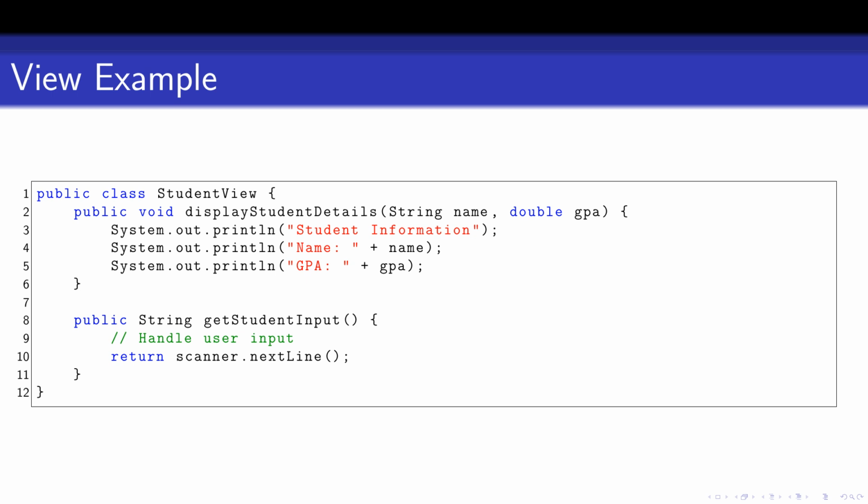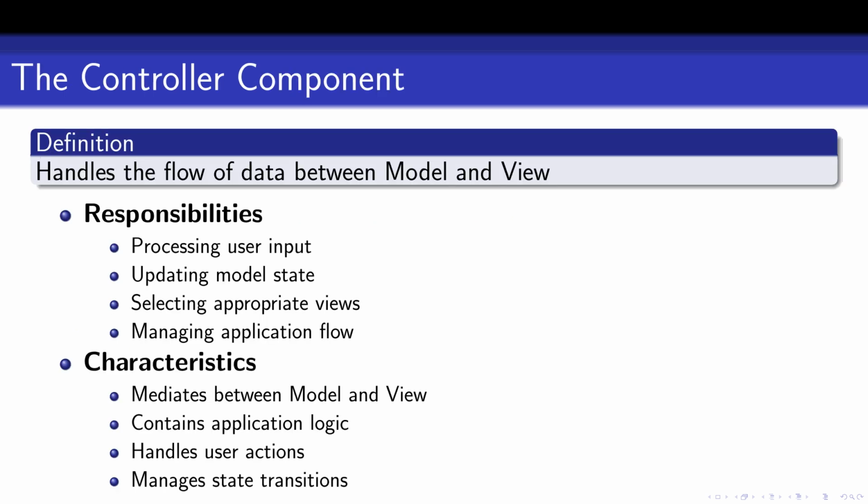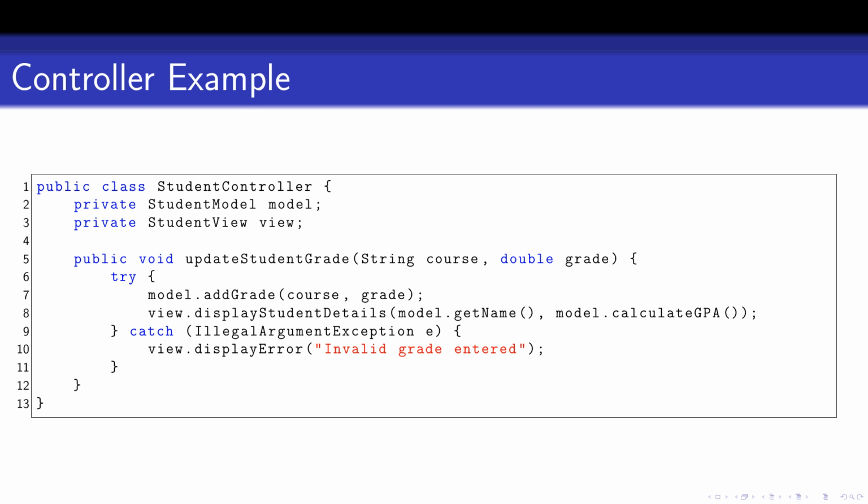the controller. The controller component bridges the model and the view. It processes user inputs, updates the model, and selects appropriate views. This component manages the application flow and handles state transitions. In this example, a student controller might update a grade in the model and trigger the view to display the updated GPA. It mediates between components, ensuring smooth interactions throughout the system.